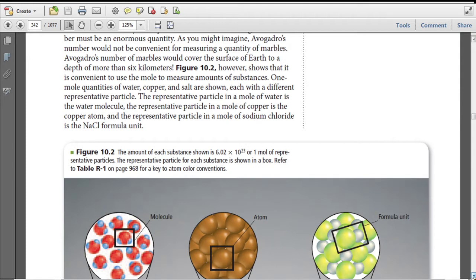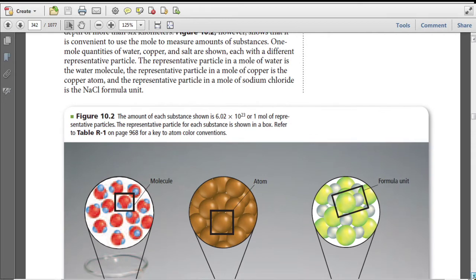All right, if we look at figure 10.2, it shows that it is convenient to use the mole to measure the amounts of objects. 1 mole quantity of water, copper, and salt are shown, each with a different representative particle. The representative particle in a mole of water is the water molecule. The representative particle in a mole of copper is the copper atom. And the representative particle in a mole of sodium chloride is the NaCl formula unit.